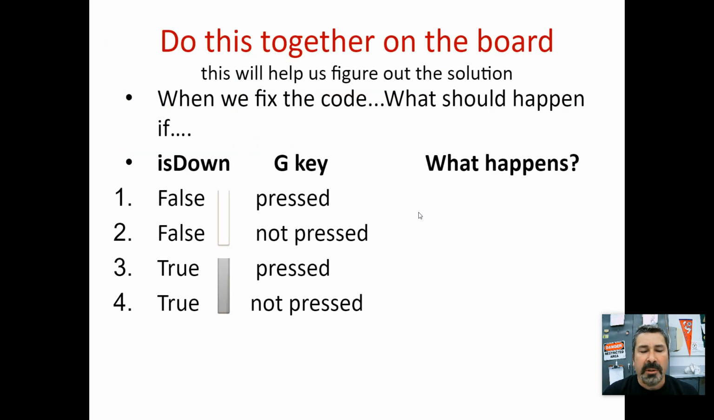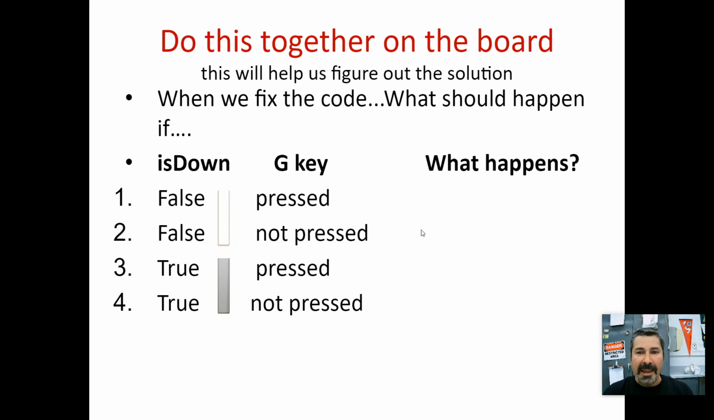And so here's the deal. Remember, there's two times that we want to do stuff. If is down is false, the key looks like this, and somebody's pressing the G key, we want to switch to the down image and play the sound. And if is down is true, the image looks like this, and nobody's pressing the G key, then we switch it up, switch to the G key.